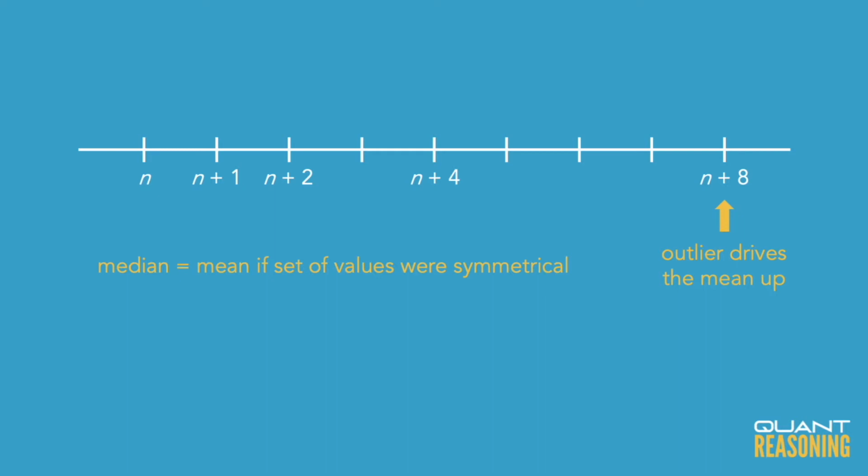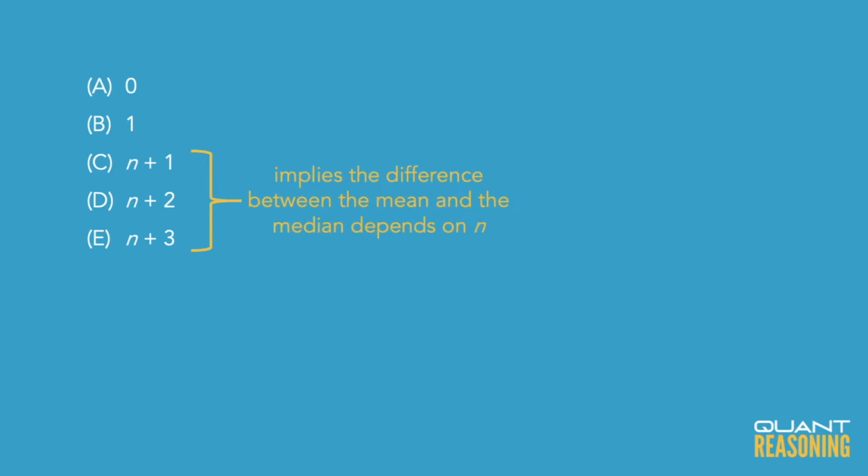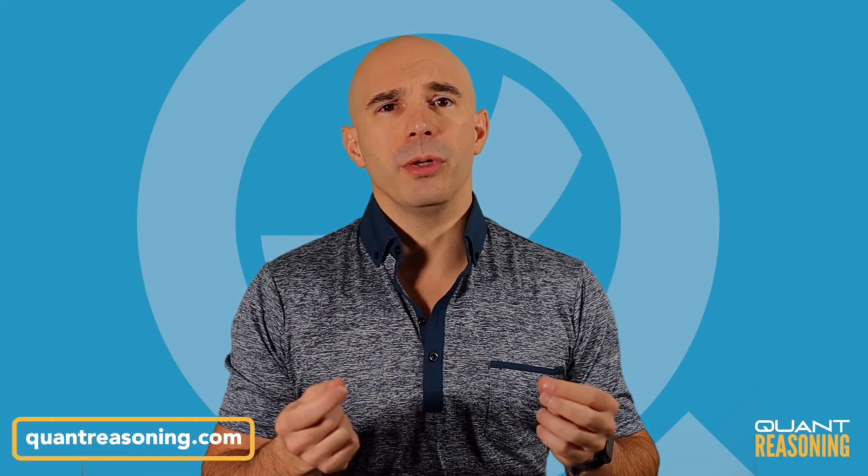Now looking at the answer choices, the first 2 answer choices imply that n is irrelevant, right? So the difference between the mean and the median would be the same regardless of where we are on the number line. But answer choices C, D, and E all imply that it matters where we are in the number line. So you have to think about that for a moment.